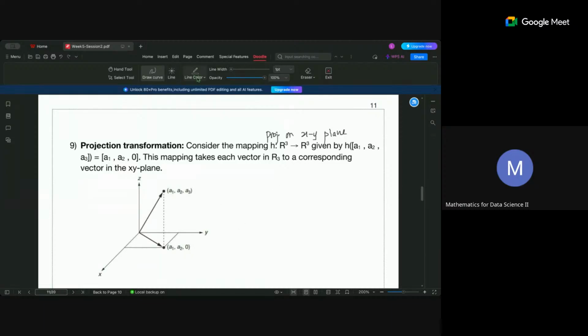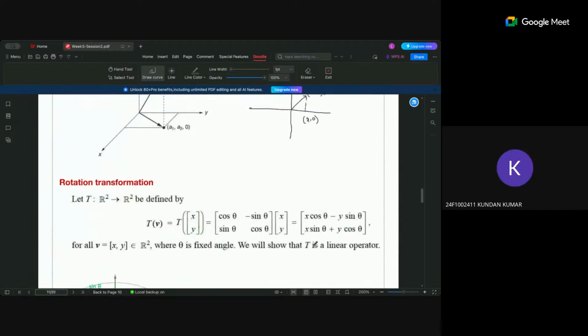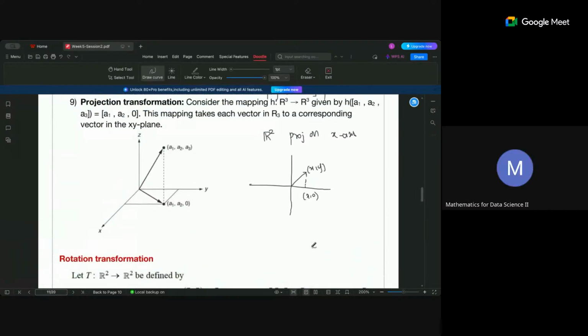In R2, how does the projection look? For example, a projection on the x-axis: y will become 0. (x, y) will simply be projected to (x, 0). Right? Okay. Shrinking of one axis.